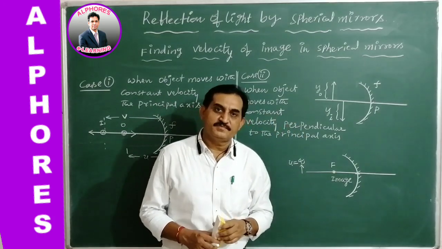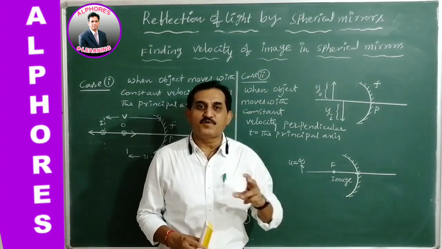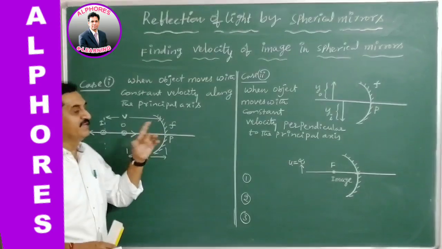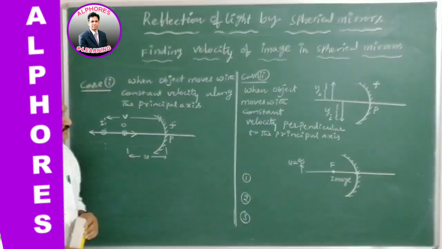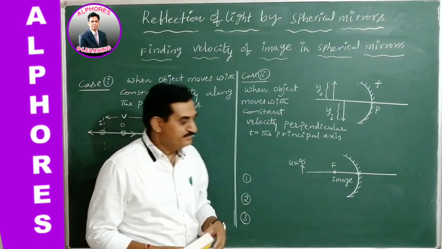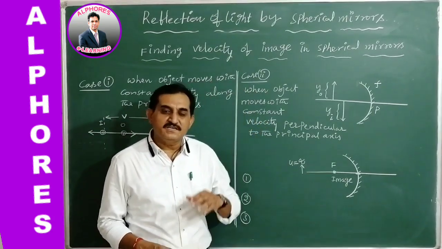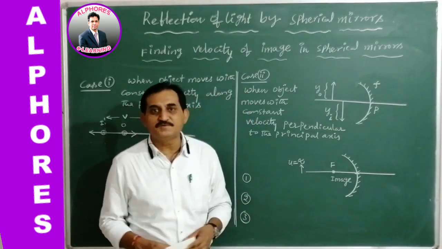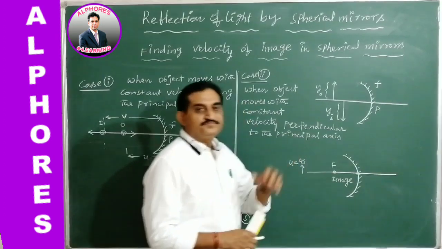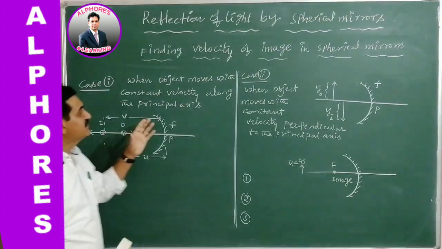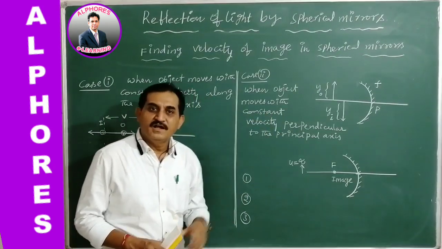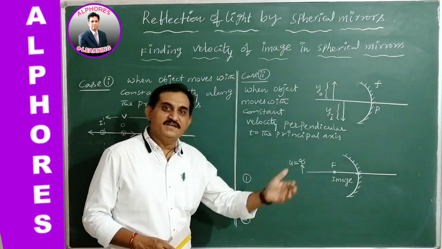the principal axis. These are the three important points related to spherical mirrors while finding velocity of the image. If these three cases are properly understood, then the student can easily solve problems related to this concept up to advanced level. This is case 1 and this is case 2, and the third case I will explain later.